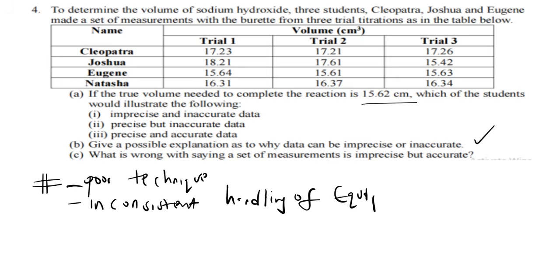Sometimes, mostly for precision, there is also the error due to parallax. The meniscus: how are you looking at the meniscus? The surface at which the liquid is caving can also affect that. Sometimes also just some random fluctuations can cause imprecision.